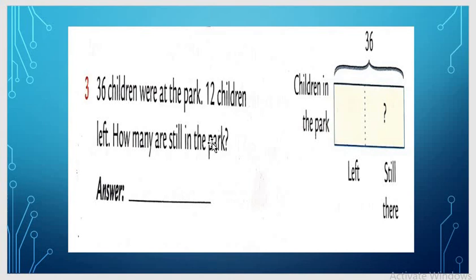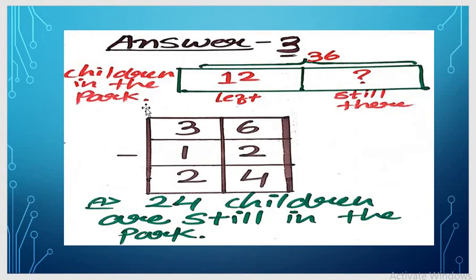It means what? How many are still in the park? Okay, 36 children were in the park and 12 children left. So children in the park, left, and still there. So now check the answer. Answer number 3: children in the park, total 36 and left is 12 and still there we don't know. So what to do? 36 minus 12.